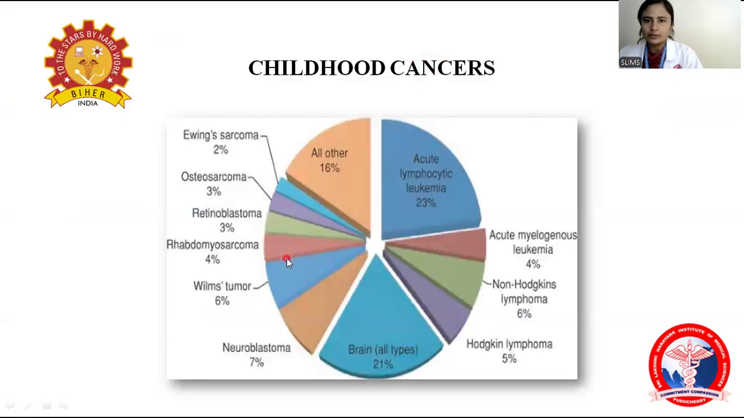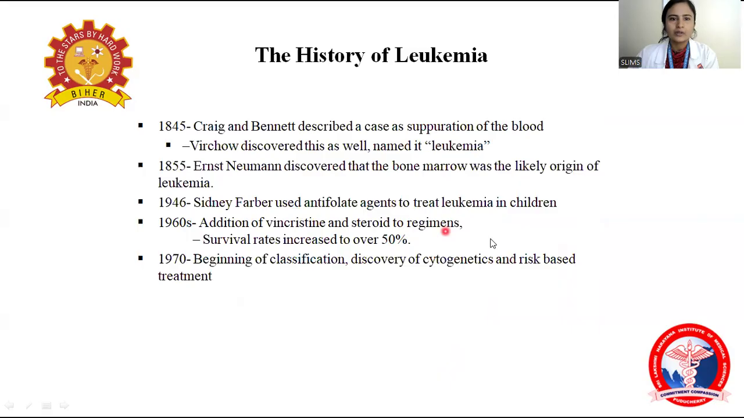So coming to childhood cancers, the most common childhood cancer is acute lymphocytic leukemia, which has a prevalence of 23%, followed by other cancers. So the most common cancer in childhood is blood leukemia, that is acute lymphocytic leukemia. And among solid tumor cancers, it is brain cancers, which comprise all types, followed by neuroblastoma, Wilms tumor, rhabdomyosarcoma, retinoblastoma, osteosarcoma, and Ewing sarcoma.